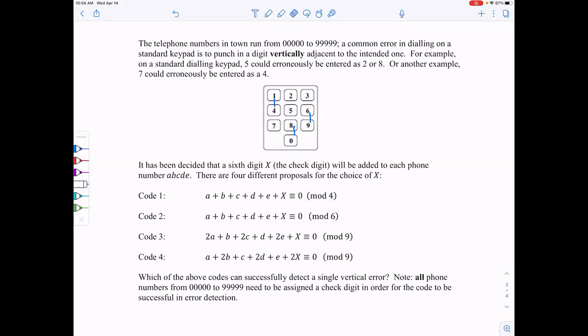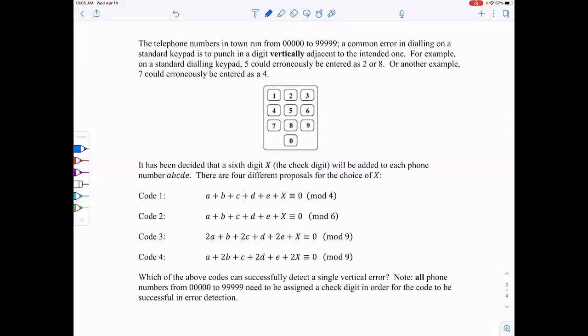In coding theory, we call this a check digit. This check digit is going to get added in some proposed scenarios, in some different possible codes 1 to 4. And our job in this question is to decide if these codes can successfully detect, or maybe not detect, this error. So what do we mean by successfully detect?